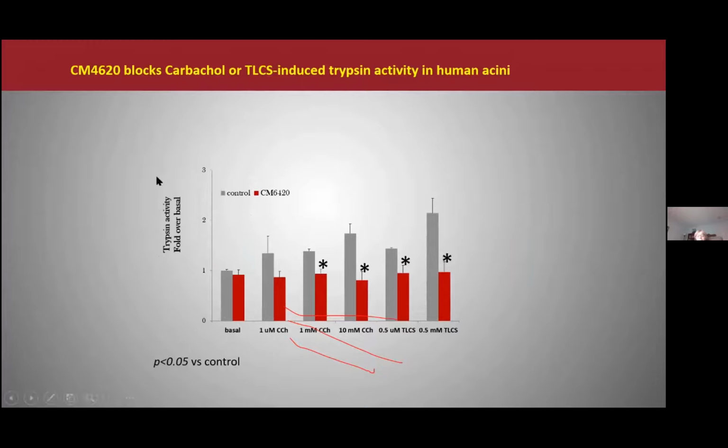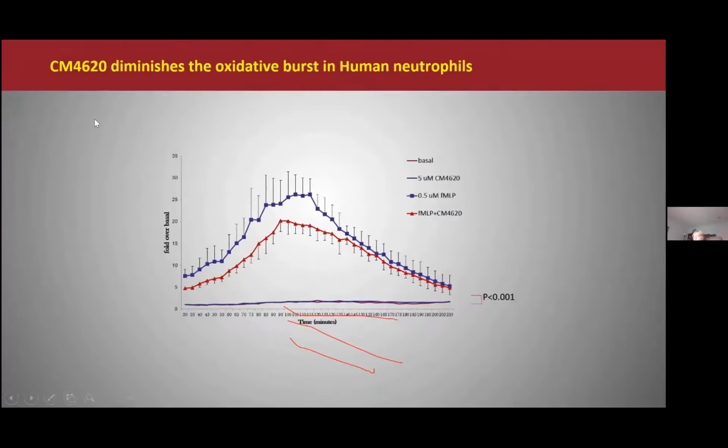This slide shows that CM4620 blocks carbachol and TLCS induced trypsin activation in human acini. These are different concentrations of carbachol as well as TLCS, showing that trypsin activation is prevented with CM4620.